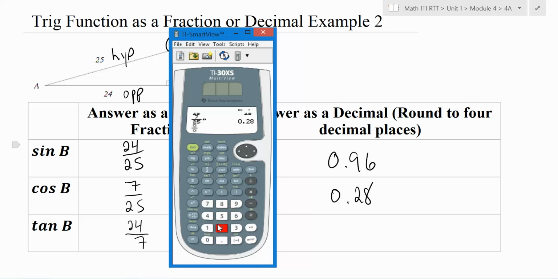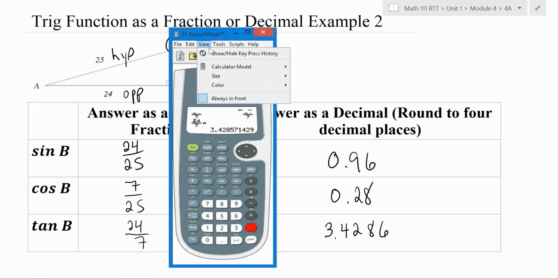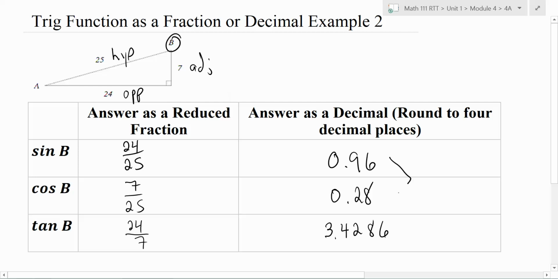And for the last one, for the tangent, we can look at 24 sevenths. It doesn't simplify as a fraction, but we get 3.428. We'll round up to 6. Now, as we had noted on the previous example, both the sine and the cosine should be less than 1, and they are. But it is okay to get a tangent that's bigger than 1.